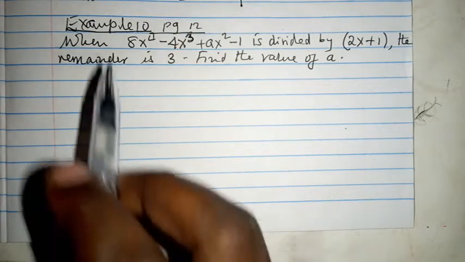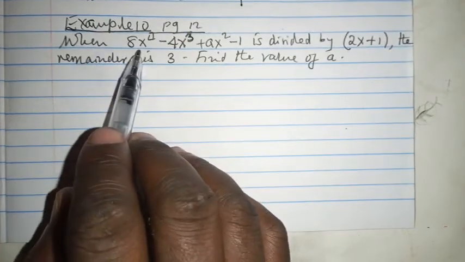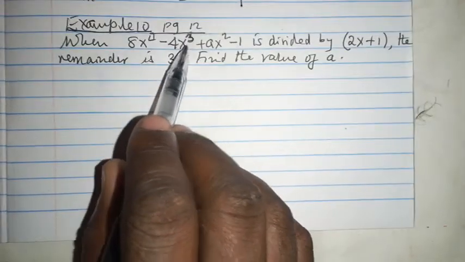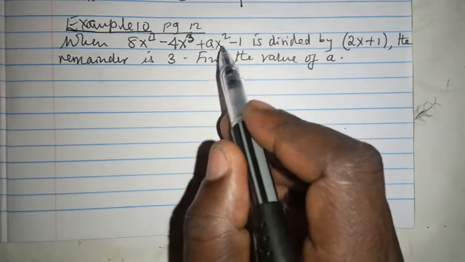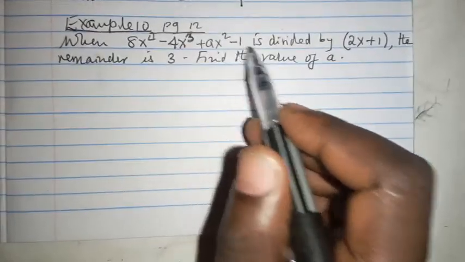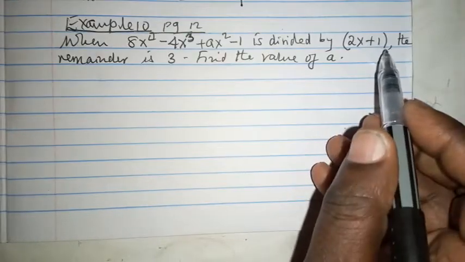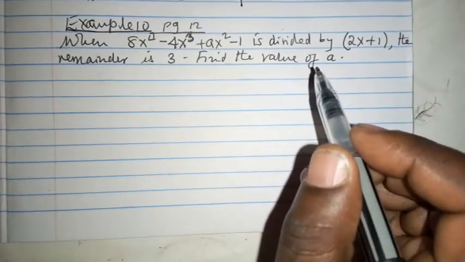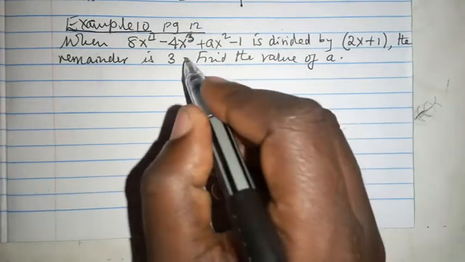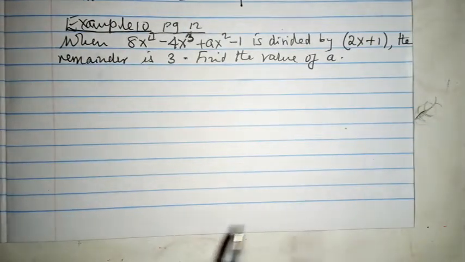And the question is, when 8x power 4 minus 4x cubed plus ax squared minus 1 is divided by 2x plus 1, the remainder is 3. So find the value of a.